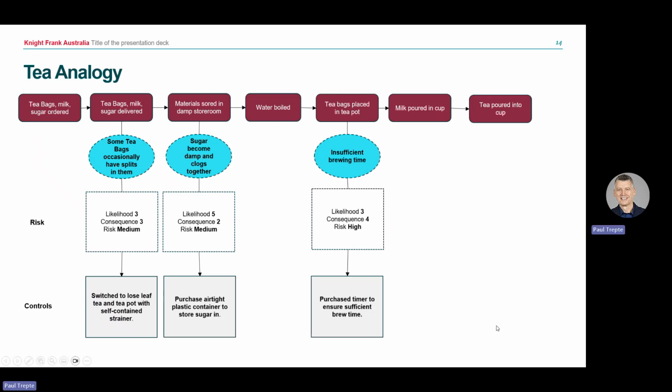So as you can see from this simple example, and I'm sure we've all made a cup of tea at some point, it's just about identifying where things can go wrong, looking at the risk in terms of those value creation requirements, and then deciding on what controls we can put in place. Is it a control to eliminate a single point of value failure, or to control it, reduce the likelihood?